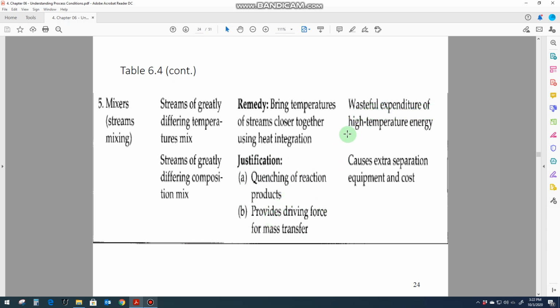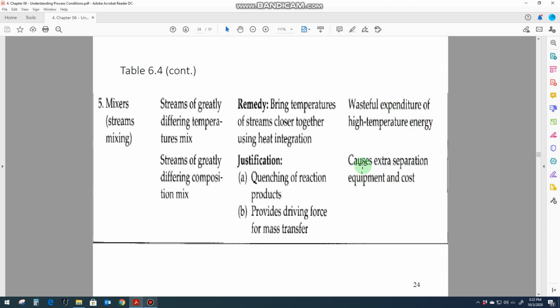Wasteful expenditure of high temperature energy. For example, if you are mixing a high temperature gas stream with a low temperature gas stream, then the high temperature gas stream would be losing energy. So what could you do in this case? Maybe you can have a better heat exchanger network, so the maximum amount of heat energy can be recovered. And once you have a similar temperature range between the different process streams, then you can mix them.